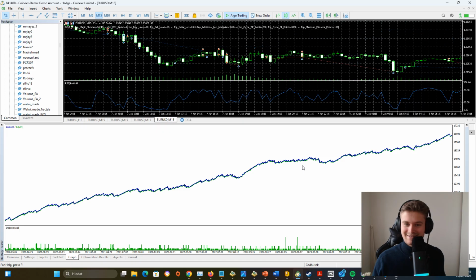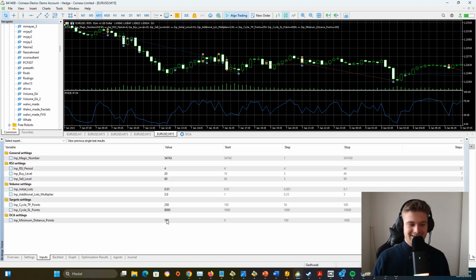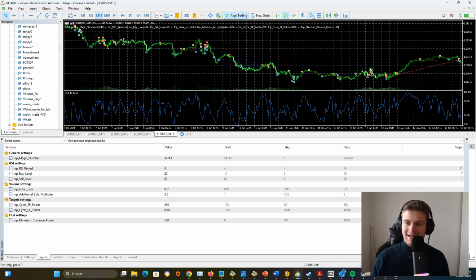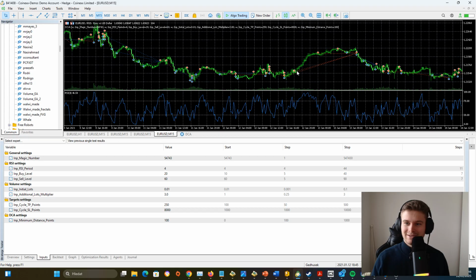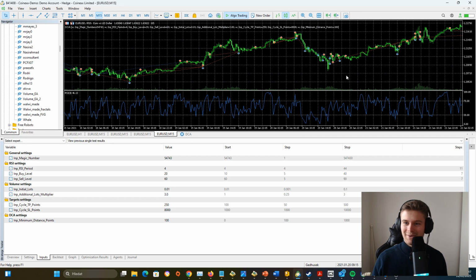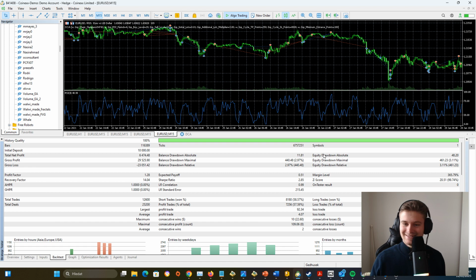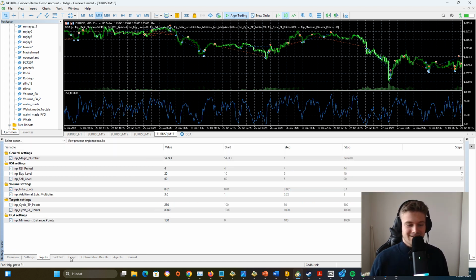So this is the backtest, and here you can see it. If you check the settings, the minimum distance is 100 points, which is almost nothing. And yeah, so it opens a lot of positions, a lot of them. Wow. Yeah, this is something.